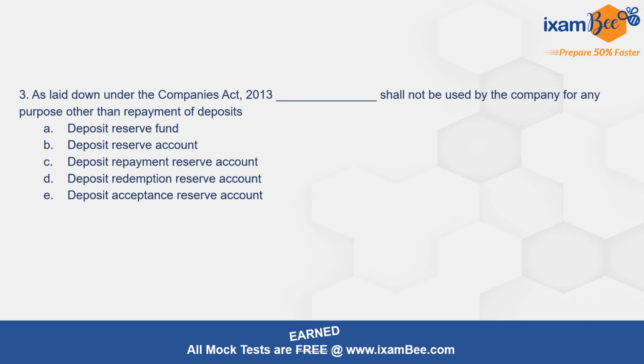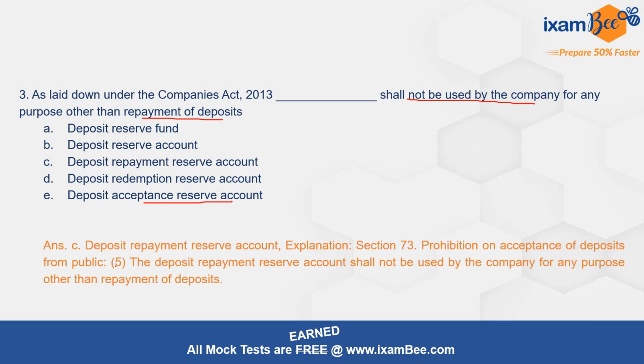Now moving on to our question number 3, which mentions as laid down under the Companies Act, dash shall not be used by the company for any purpose other than the repayment of deposits. So out of these, you have to select the most appropriate answer. The options are deposit reserve fund, deposit reserve account, deposit repayment reserve account, deposit redemption reserve account, deposit acceptance reserve account. So इन सारे में से कौन सा account that will be not used by the company for any other purpose except for going ahead and doing the repayment of deposits? And the correct option with respect to this particular question is C, that is deposit repayment reserve account.